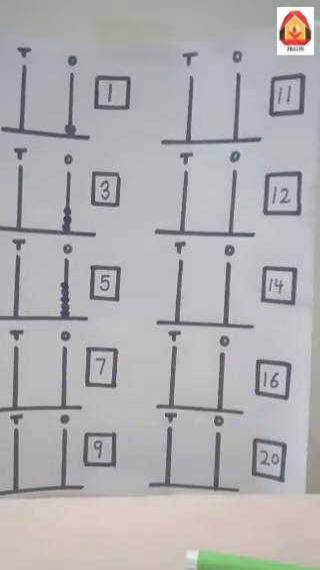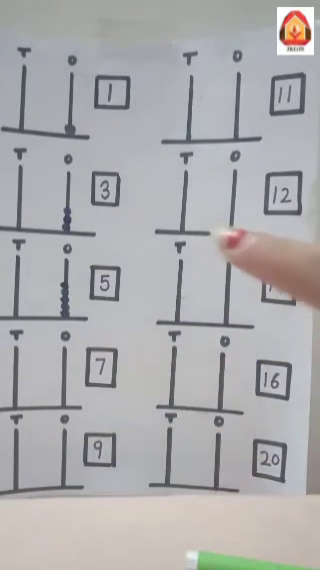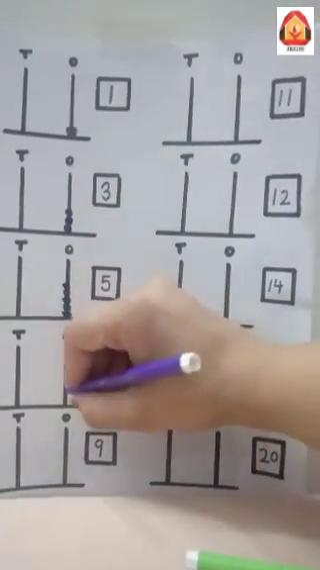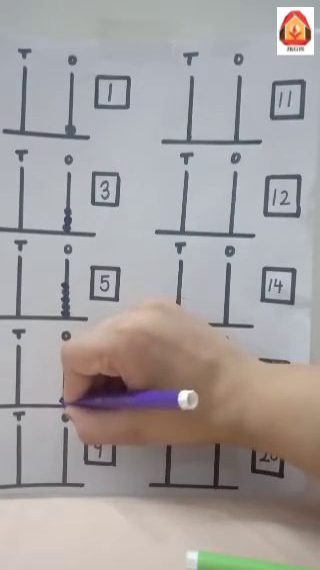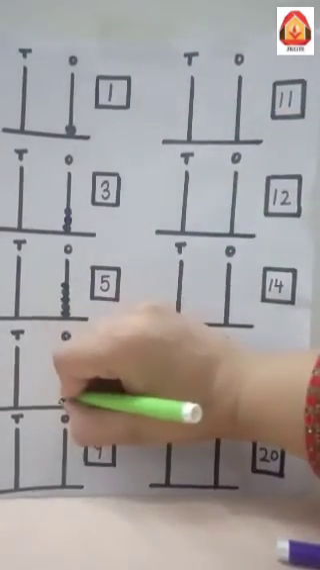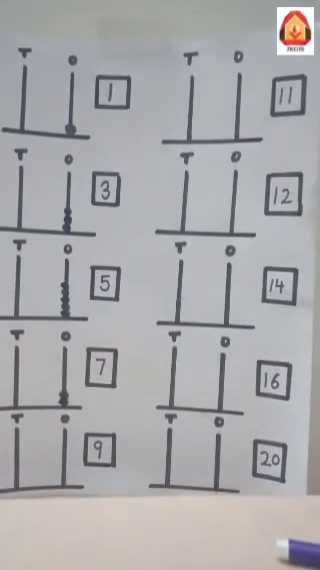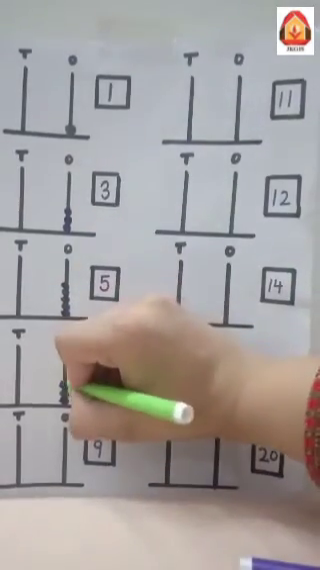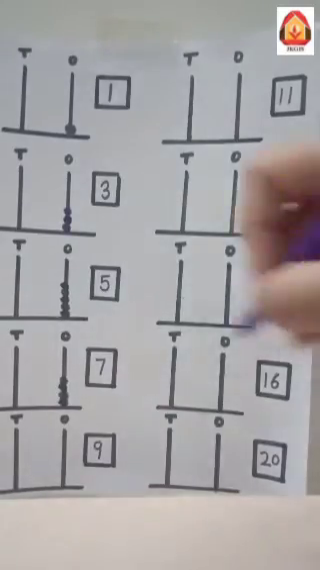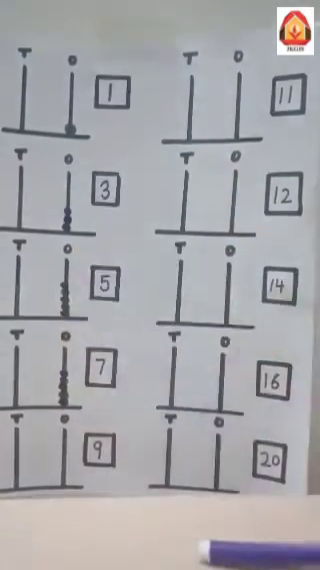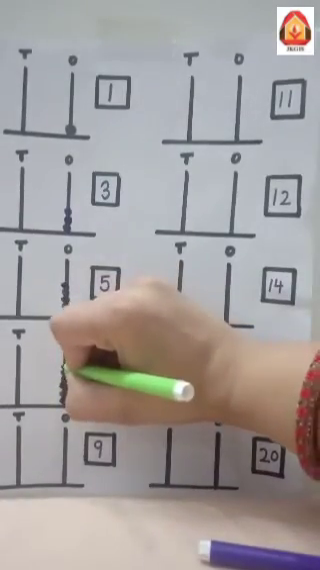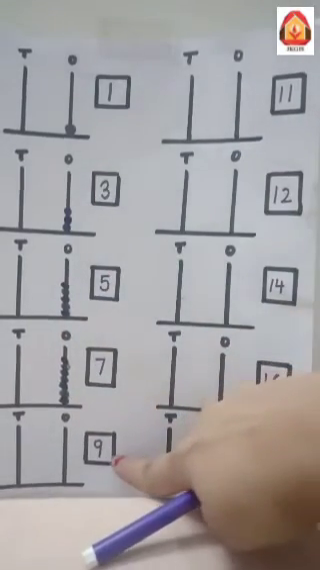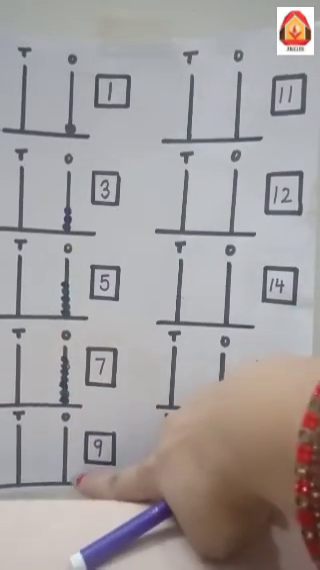Same way, next number 7. Number 7 is also alone. No grouping is formed. So now we are going to make 7 beads in ones place. So 1, 2, 3, 4, 5, 6 and 7. Okay, same way 9 is also a single number, so it comes in ones place.